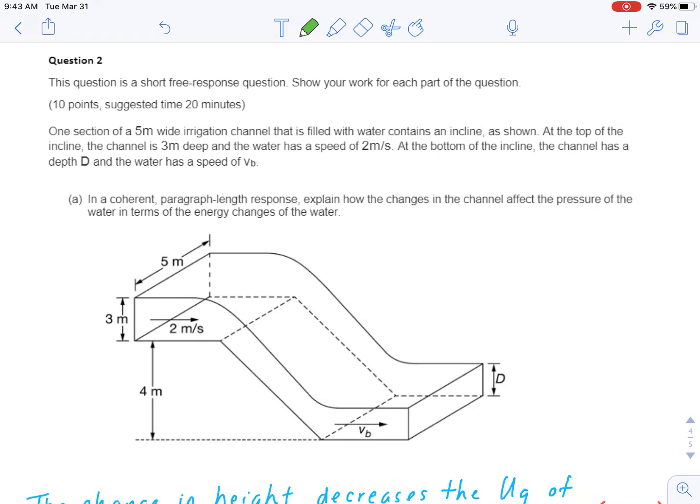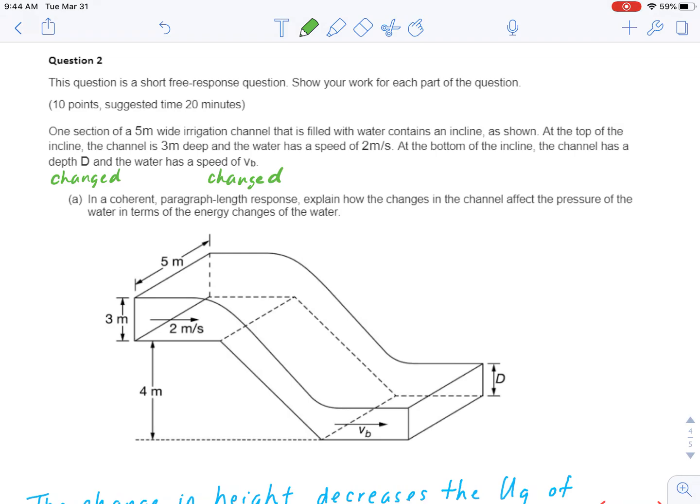Okay, so this question is a short free response question. Show your work for each part of the question. This question is worth 10 points, suggested time 20 minutes. One section of a 5-meter wide irrigation channel that is filled with water contains an incline as shown. At the top of the incline, the channel is 3 meters deep and the water has a speed of 2 meters per second. At the bottom of the incline, the channel has a depth d and the water has a speed vb. So all we know here is that the depth has changed and that the speed has changed.